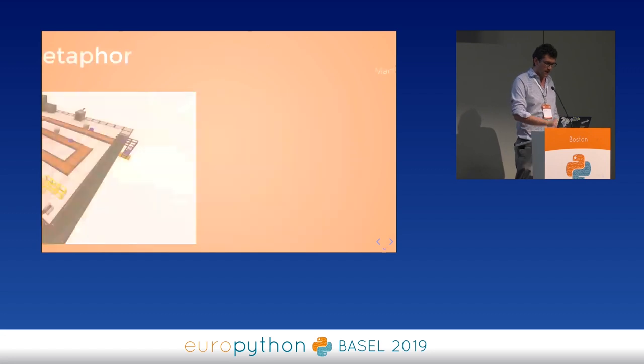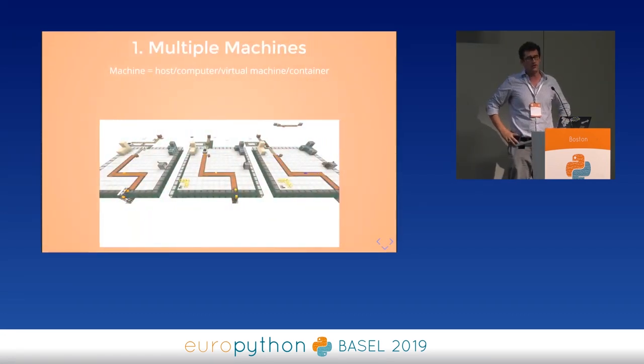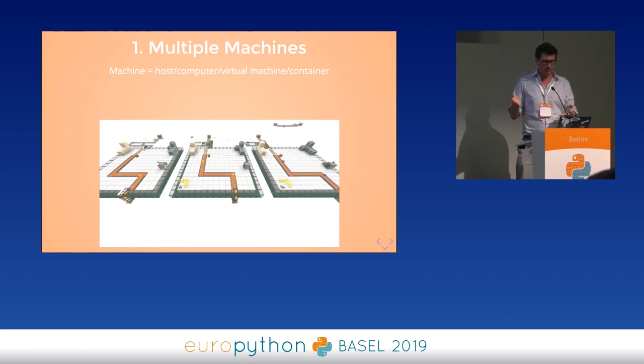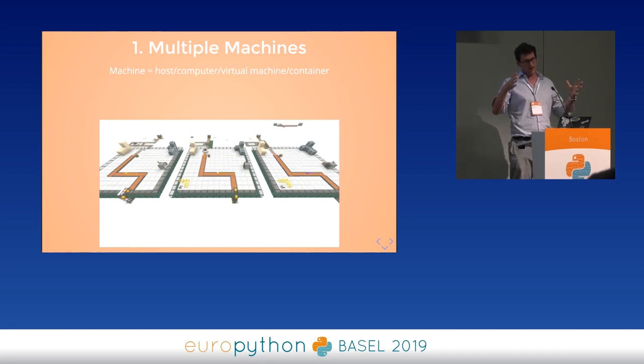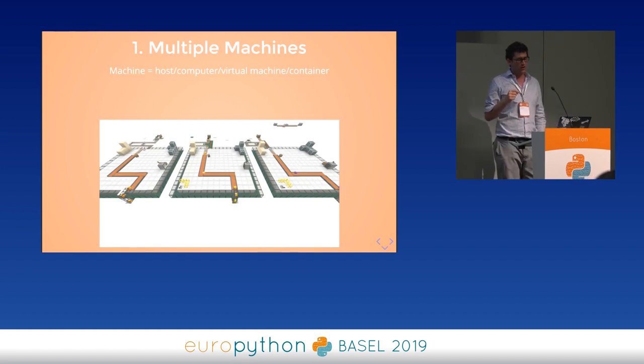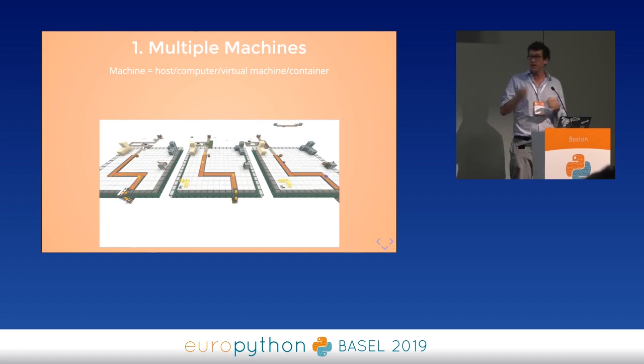So the highest level of parallel programming is multiple machines, or computers, or virtual machines, or containers. Anything where the code sees itself as running on a specific computer. This is demonstrated here with multiple different factories. So instead of building one factory bigger, you have multiple factories all running independently, but perhaps networking between each other. In this case, they're not networking between each other, they're just doing their own thing. You can imagine scenarios where we do that quite a lot.